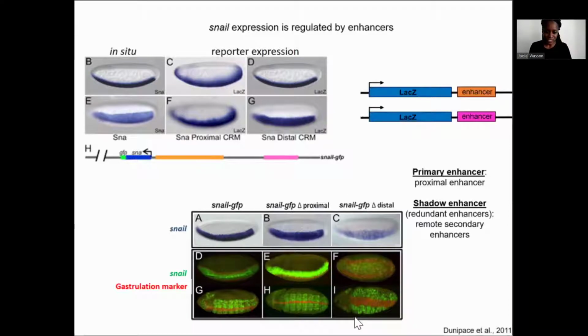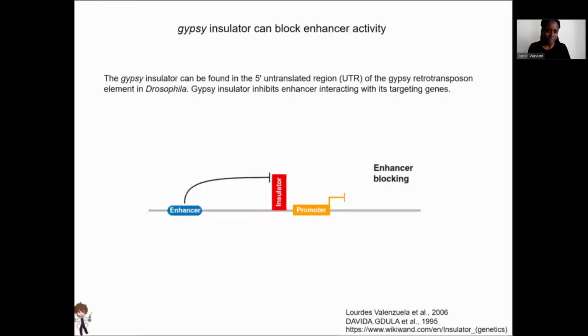So here I've shown you deletion experiments to look at the function of these two different enhancers. But another tool that is utilized in the journal club paper that we will discuss is something called an insulator, specifically this gypsy insulator. It's used as a tool essentially to, instead of deleting the enhancer, block its activity on its target promoter by introducing the insulator. So this is something to look out for in those journal club papers.